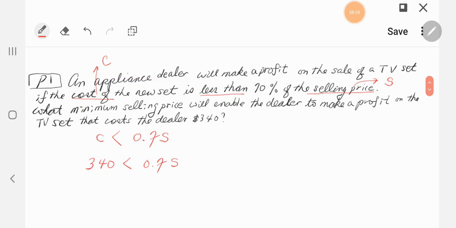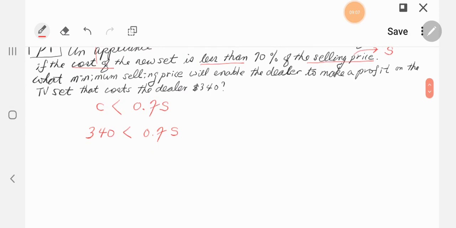So let's find S, so that this dealer can get a profit. The cost must be less than 70% of the selling price. So if the selling price is $100, then the cost must be less than $70, right? 70% of 100 is $70, so less than 70. Now the cost is 340, so let's find S.